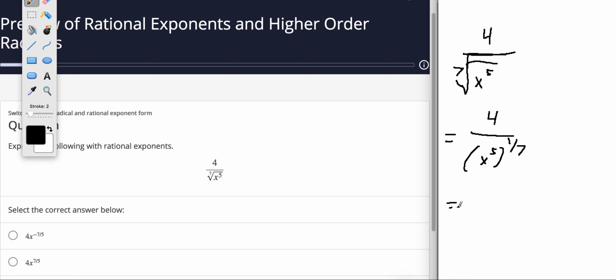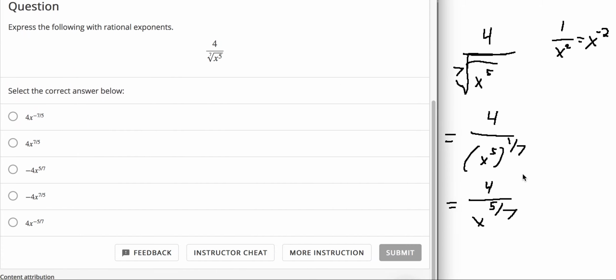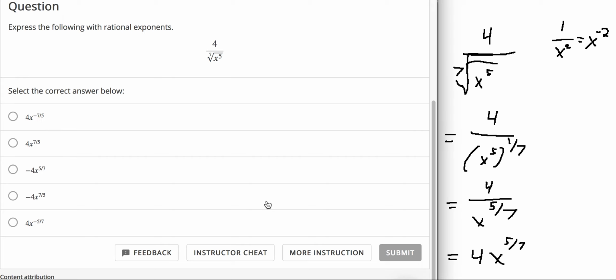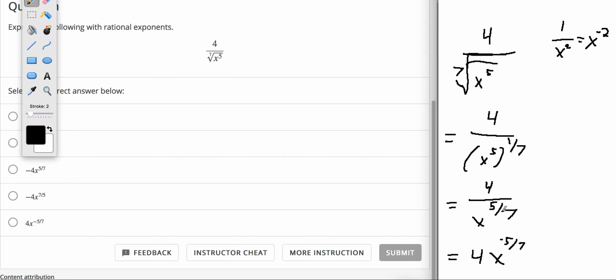A way we can simplify this is x to the 5th to the 1/7. A power on top of a power multiplies. So that makes x to the 5/7 power. And then we also have another property. If you have 1 over x squared, that's the same thing as x to the -2nd. That's what negative exponents mean. So another way of rewriting this with no variables in the denominator, it's 4x to the negative 5/7, because we moved it from the denominator to the numerator.